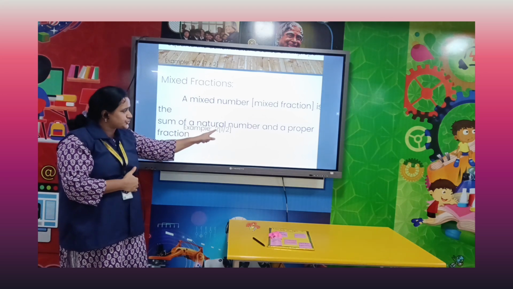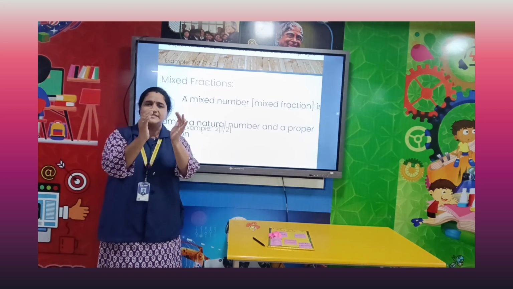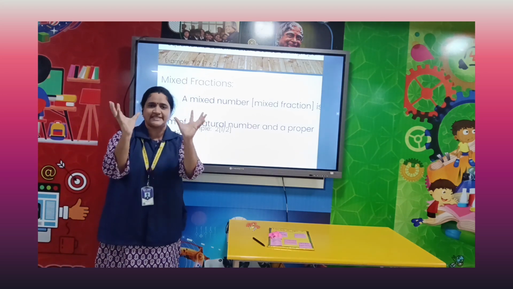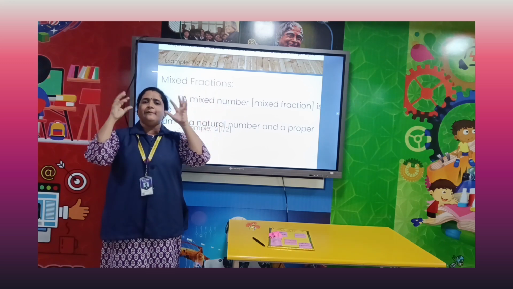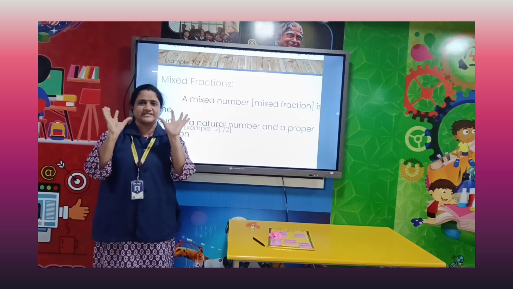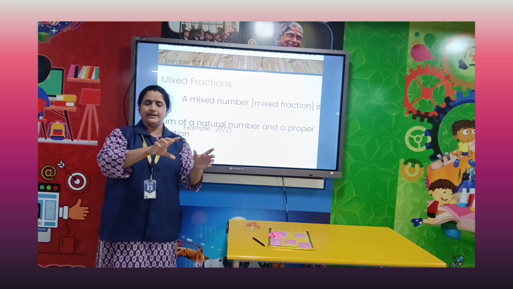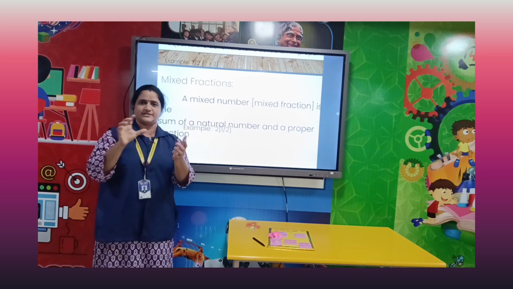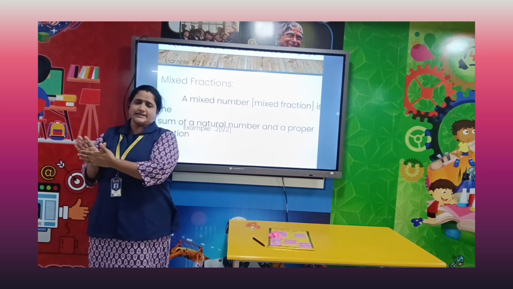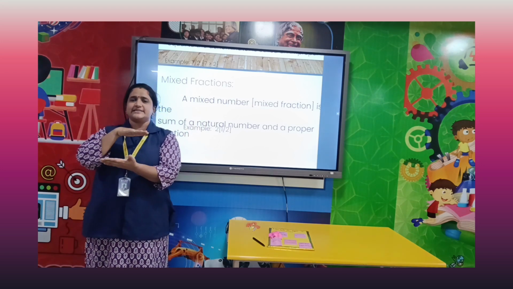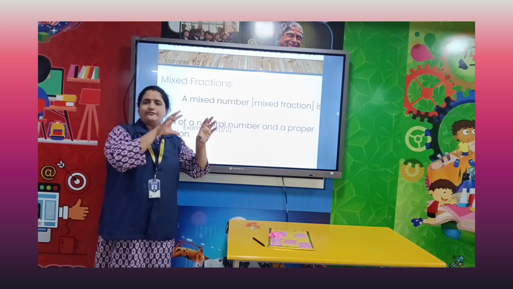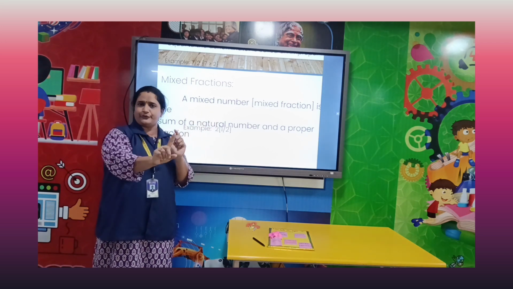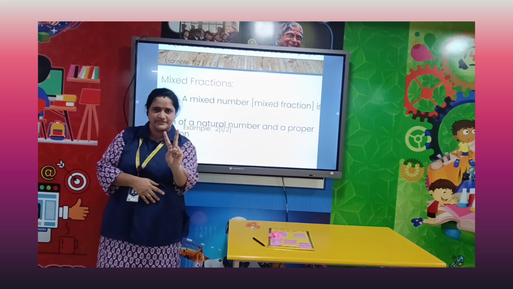The example is 2 1 by 2. Here 2 is a natural number, that is 2 whole sets. Let me imagine that we have two circles here. One circle and two circles. So two full circles, and the third circle is a half circle, a semicircle. So two circles, plus a half circle.